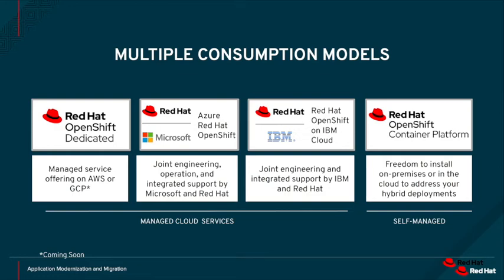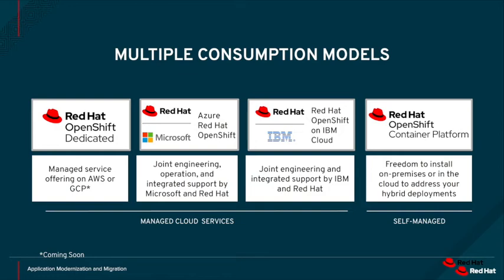OpenShift Dedicated is professionally managed, enterprise-grade Kubernetes by Red Hat on one of the public clouds: Amazon Web Services, Google Cloud Platform, which is coming, and Microsoft Azure, dedicated to a single customer with custom setups for private networks. Azure Red Hat OpenShift is jointly engineered, operated, and supported by both Microsoft and Red Hat with an integrated support experience.